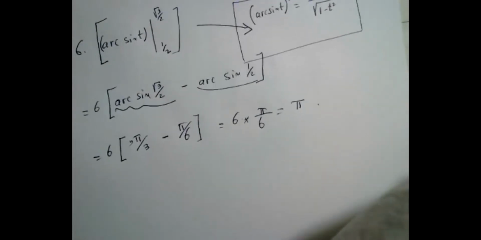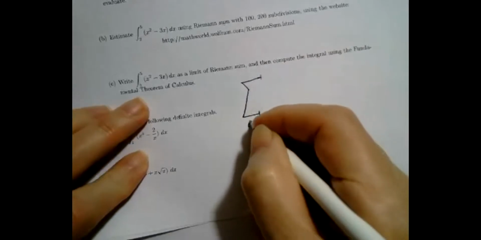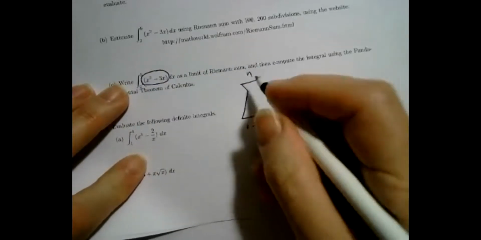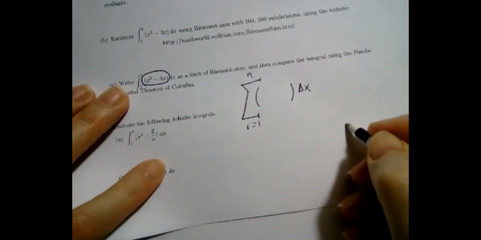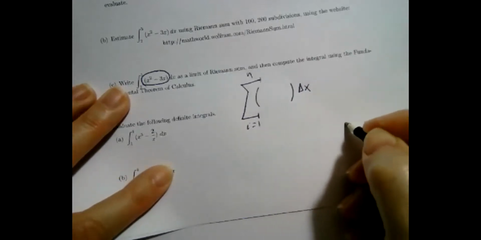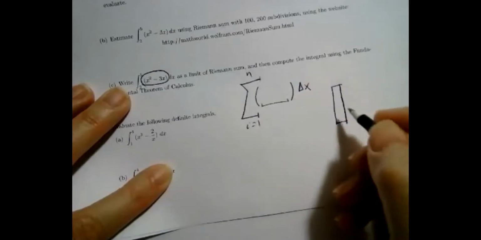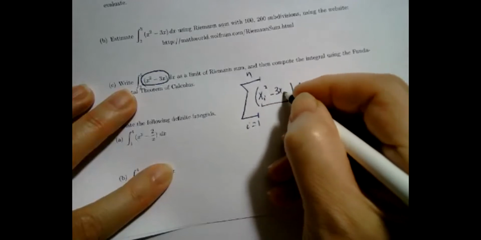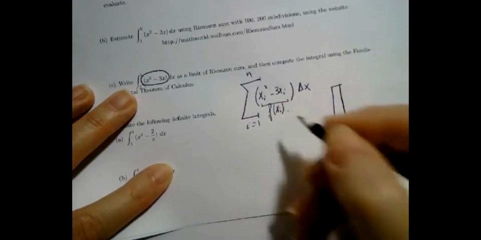What about 2c then? What would the summation be? It's sigma notation. If I take the right sum, it goes from 1 to n, and we're taking the value of the function at xi and multiplying it by the delta x. That's what we're doing. So what's the value of the function? It's xi squared minus 3xi. This represents the value of the function at xi.